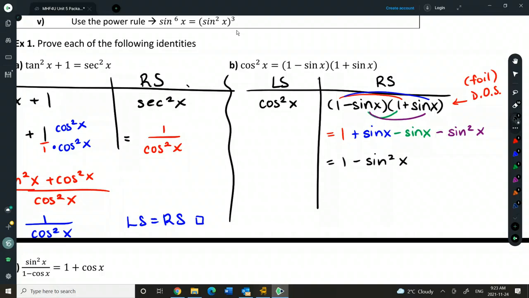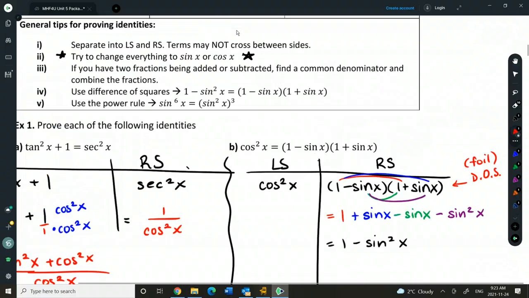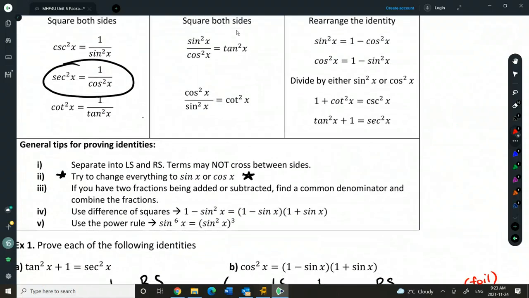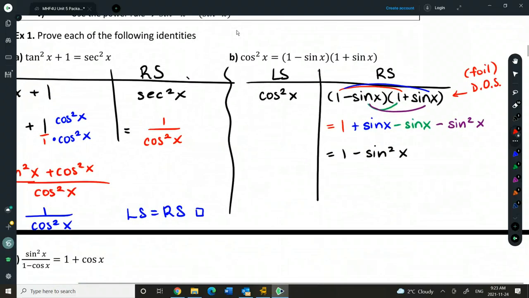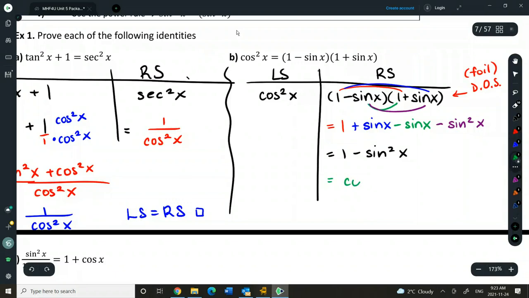Athena? Yep, perfect. So this is a rearranged Pythagorean identity that says that 1 minus sine squared is actually equal to cos squared. So I'm just going to replace this with its identity, which is cos squared. And now we have left side equals right side.